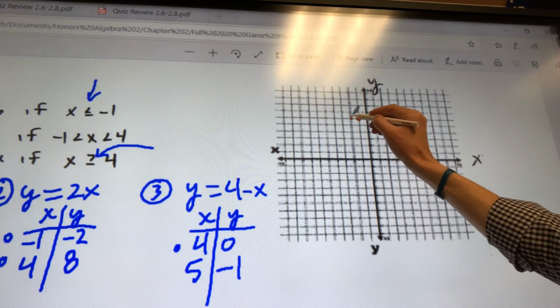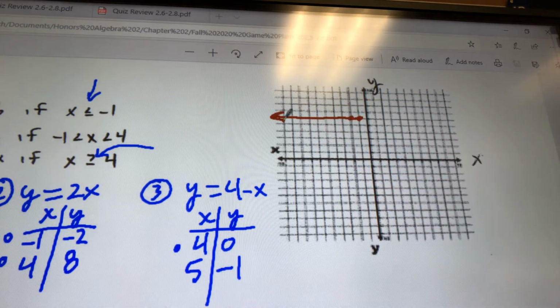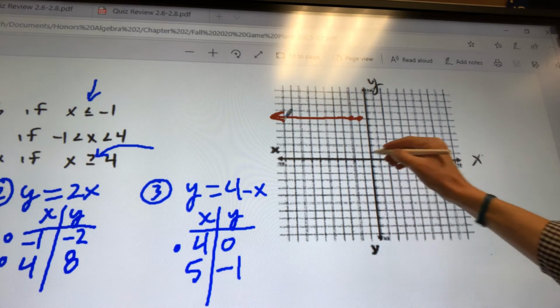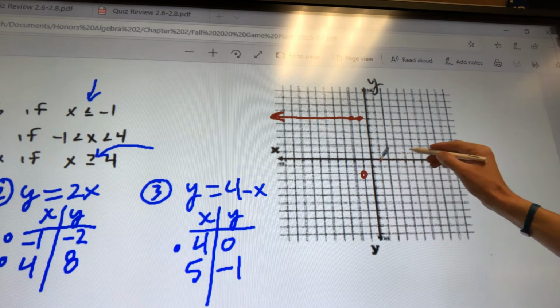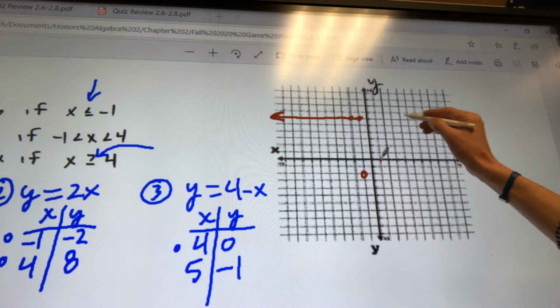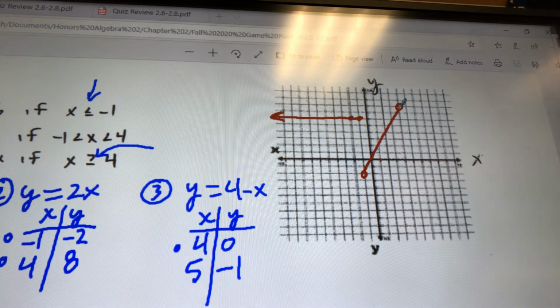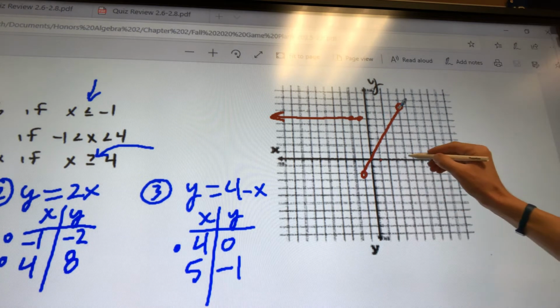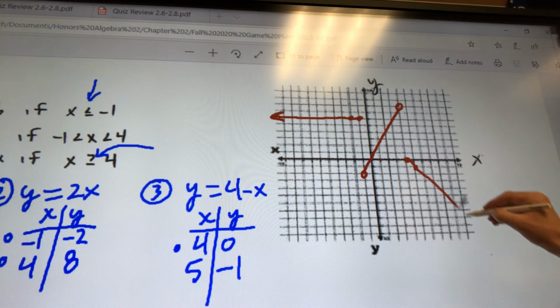Close circle at -2, 6, and I'm going to shade to the left. Then -1, -2 is an open circle. 4, 8 is an open circle. 1, 2, 3, 4, and 1, 2, 3, 4, 5, 6, 7, 8. Then 4, 0 is a closed circle.